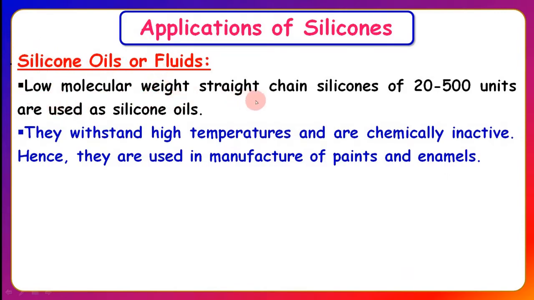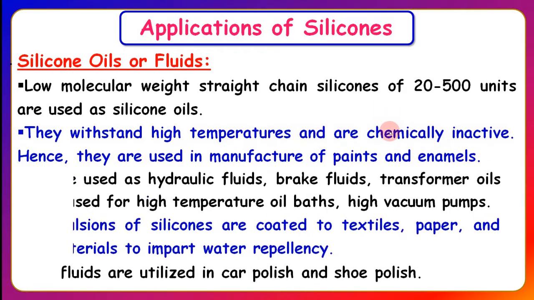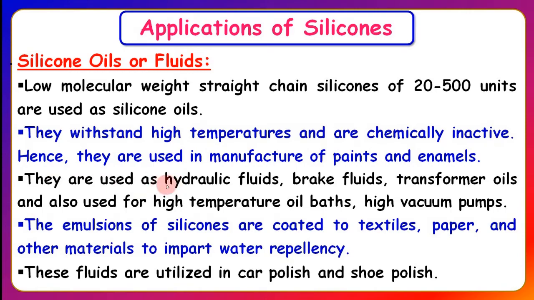The low molecular weight straight chain silicones of 20 to 500 repeating units are used as silicone oils. They withstand high temperatures and they are chemically inert. Hence they are used in manufacture of paints and enamels. These silicone oils are used as hydraulic fluids, brake fluids, transformer oils, and they are also used in oil baths that require high temperature. They are also used in high vacuum pumps.